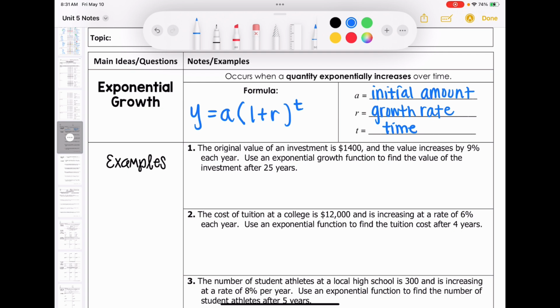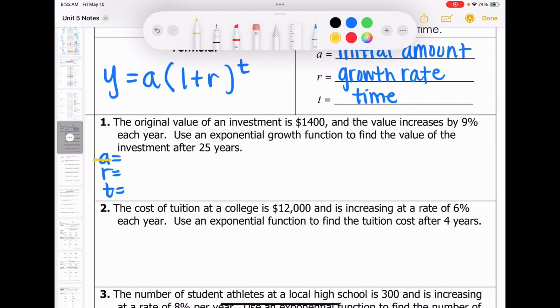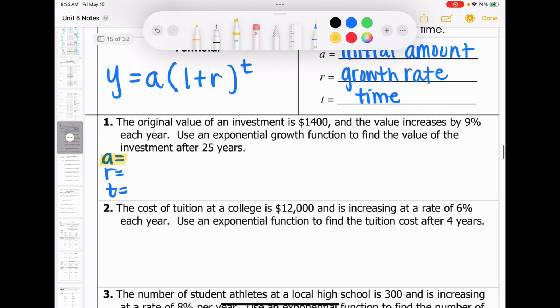So, number one, the original value of an investment is $1,400, and the value increases by 9% each year. Use an exponential growth function to find the value of the investment after 25 years. So the first thing I need to find is my a, my r, and my t. All right, so a is the initial amount, which it tells us in the problem, okay, the original investment was $1,400.